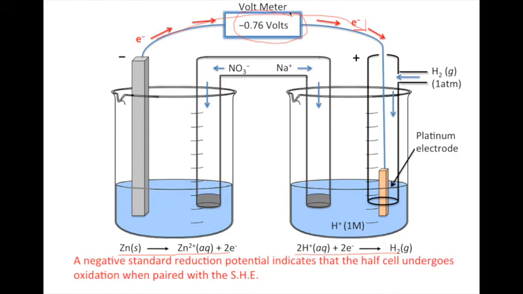So the negative sign tells us that the electrons are flowing from the zinc to the standard hydrogen electrode. That tells us that the standard hydrogen electrode has a higher standard reduction potential because it's pulling the electrons towards it. The voltmeter reads negative 0.76 volts. So this number here is assigned as the standard reduction potential of the zinc half cell.